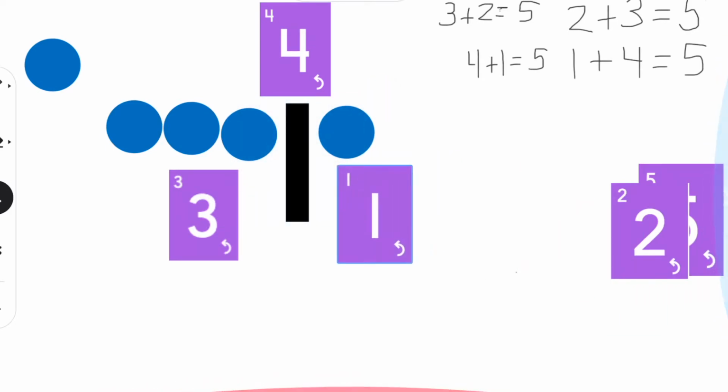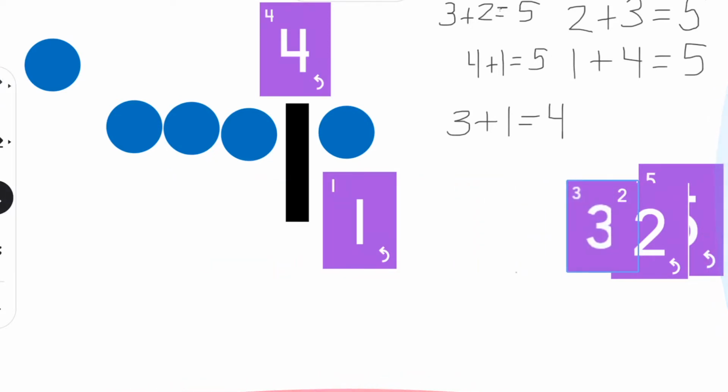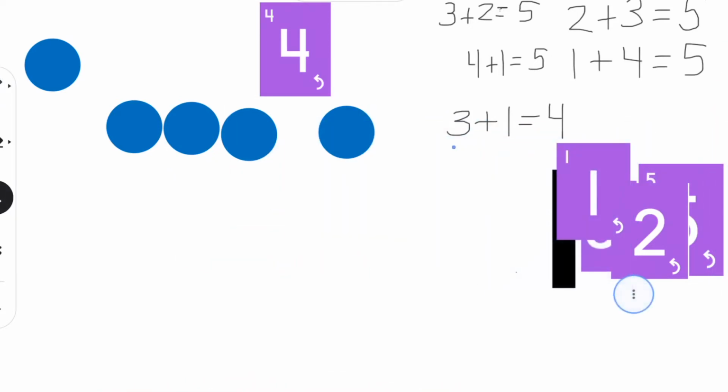Just 1. I'm going to draw my number right over there. So I can make the number 4 by making 3 plus 1 equals 4. I wonder, do you think we could do it the other way and it would work? Let's try. So here I have 3 plus 1.